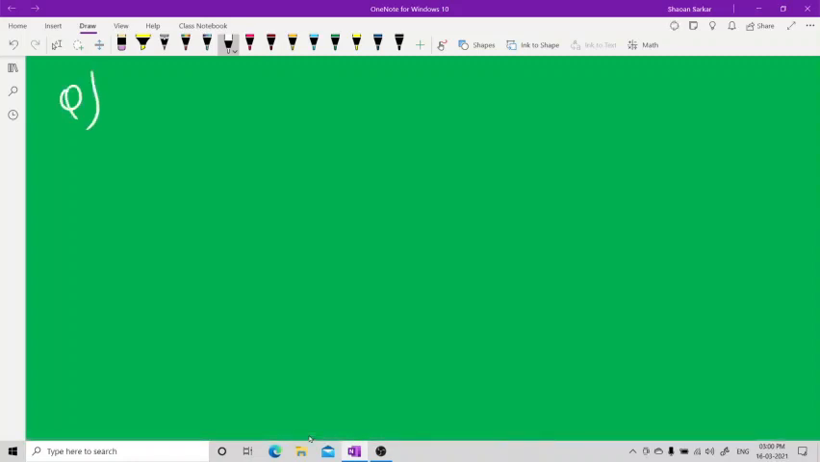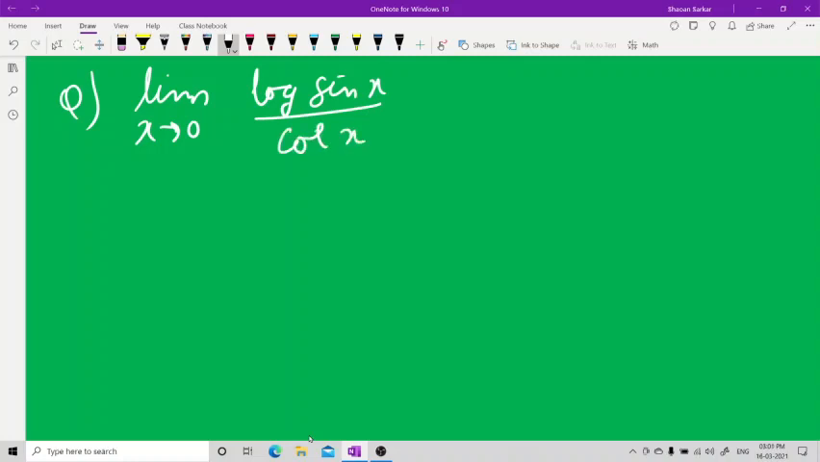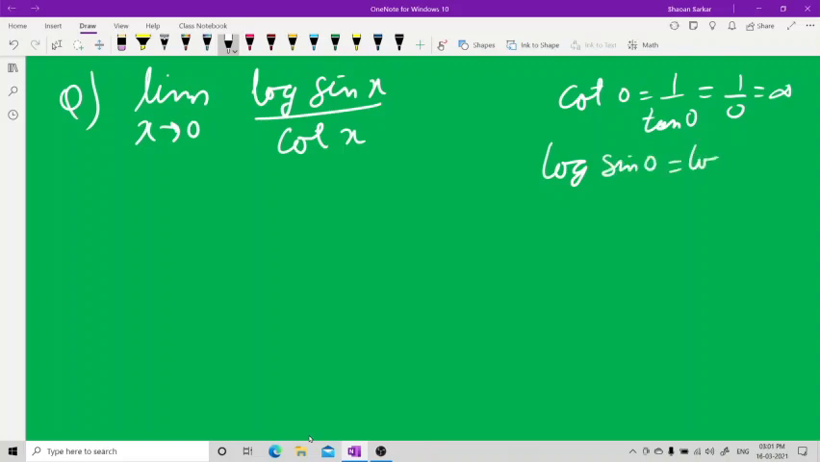Question: limit x tending to 0 of log sin x upon cot x. Now cot 0 is 1 upon tan 0, and this is nothing but 1 upon 0, which is infinity. And log sin 0 is log 0, and this is also infinity. So it is infinity by infinity form.